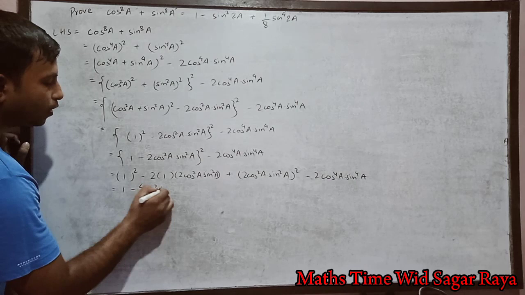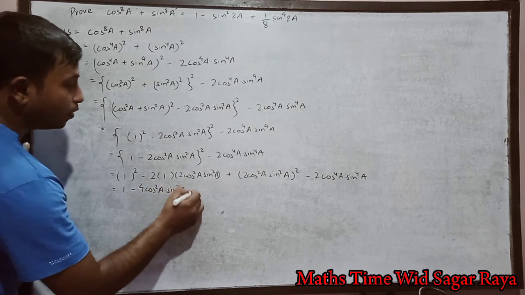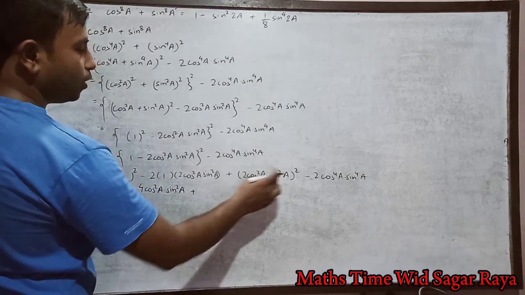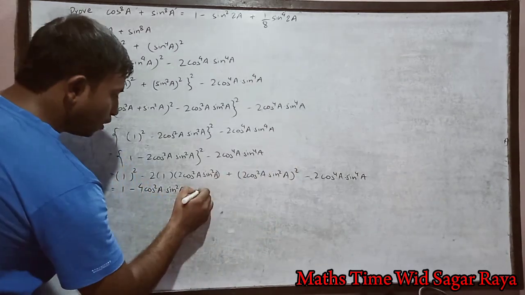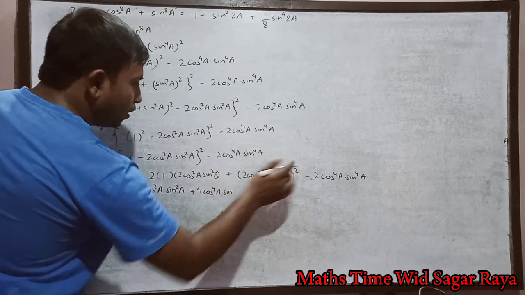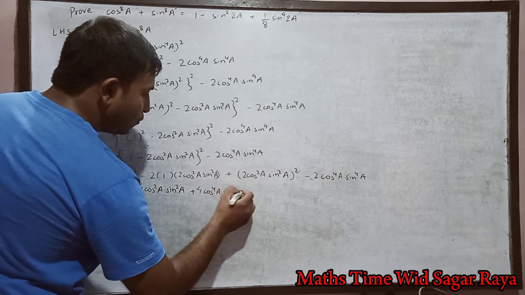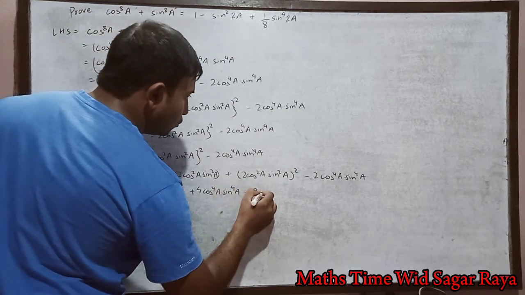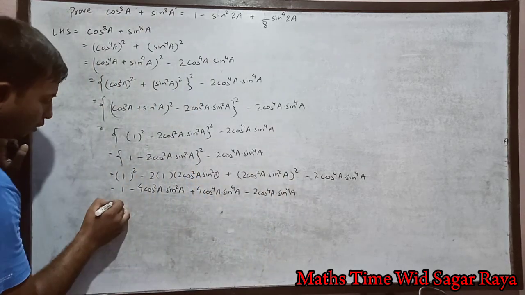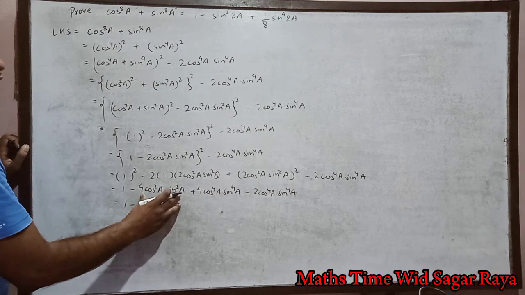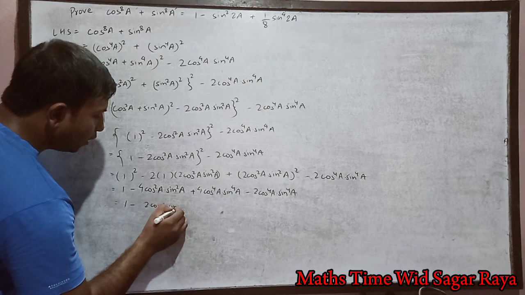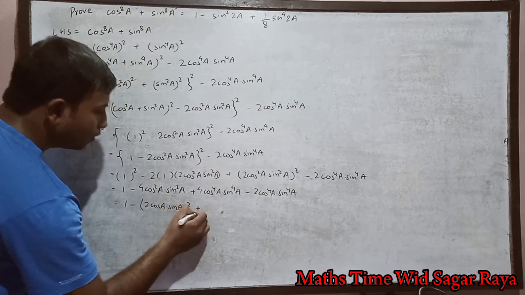4 cos square a dot sin square a plus, now this whole square means 2 also square, cos square a also square, and sin square a also square. So 2 2s are 4 cos power 4a, and sin square a whole square is sin power 4a, minus 2 cos power 4a dot sin power 4a. Now this 4 cos square a sin square a we can write as 2 cos a dot sin a whole square.